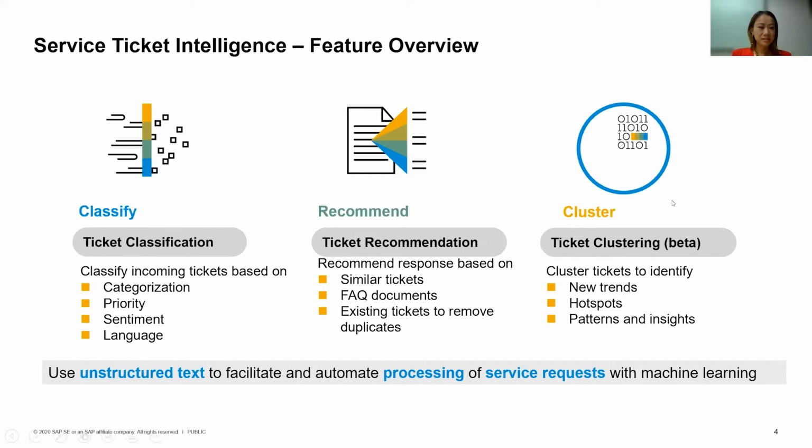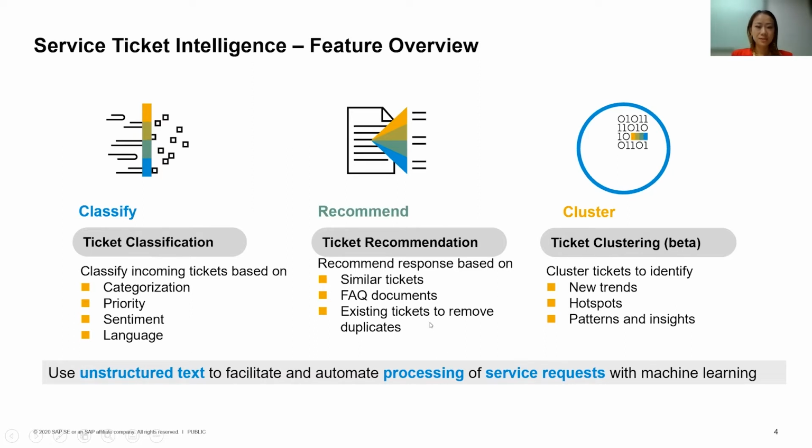We have ticket classification. This is the feature that classifies the incoming tickets based on the categories, based on the priority levels, and also the sentiment and the language of the ticket. The first two categories are customized. It really depends on the customer's ticket catalog and also how they defined the priority level of the ticket. The sentiment and language are more of a pre-trained model that customers can consume out of the box.